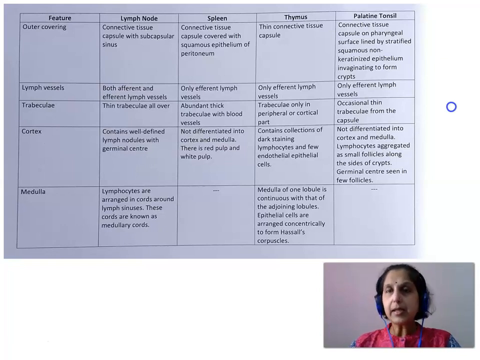Palatine tonsil again is not differentiated into cortex and medulla. Lymphocytes aggregated as small follicles are seen along the sides of the crypts. Germinal center is seen in a few follicles.